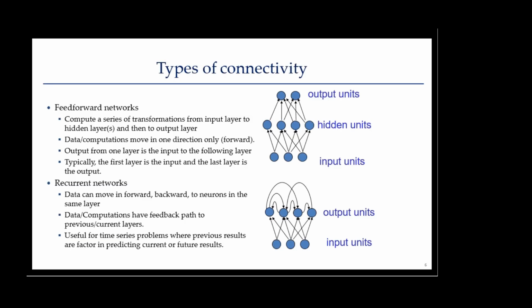So let's first talk about different network topologies that are currently used in neural networks. The default topology, which we have discussed before, is called a feed-forward network. In this case, the transformation from one layer to the following layer goes in only one direction, from input to hidden, then to output.